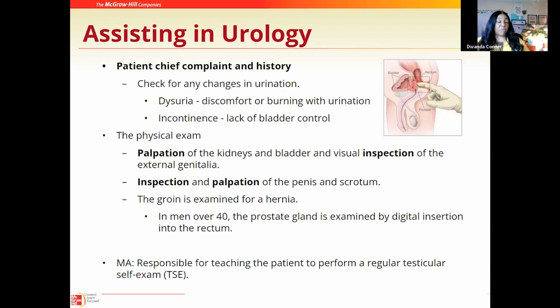Now, just like we would educate our female patients on self-breast exams, we want to make sure that we're doing the exact same thing for our male patients when it comes to testicular exams. And so we would provide patient education to our male patients as well on how to regularly examine their testicles.